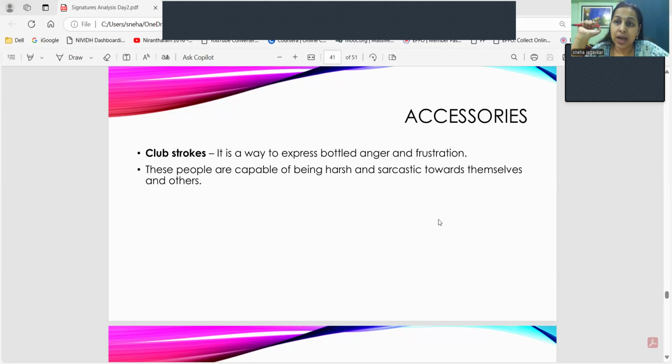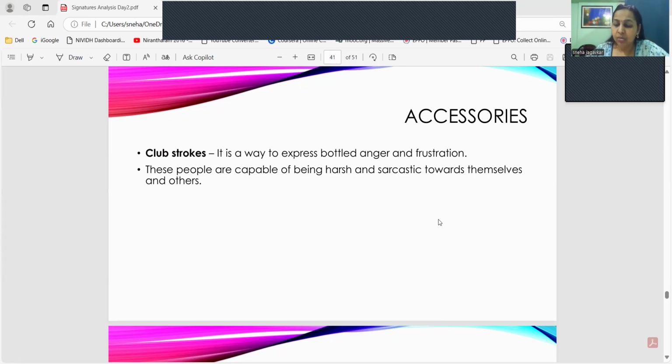So I might end up having a club stroke. It's about that bottled anger and frustration. It's suppressed anger and frustration which can vent out anytime. One triggering point and then boom, right? If I am having a club stroke, it means that my anger and frustration is not vented out at the right time, at the right place, or it is not channelized in a proper way where I can calm down completely. These people are very harsh and sarcastic towards themselves as well as others.